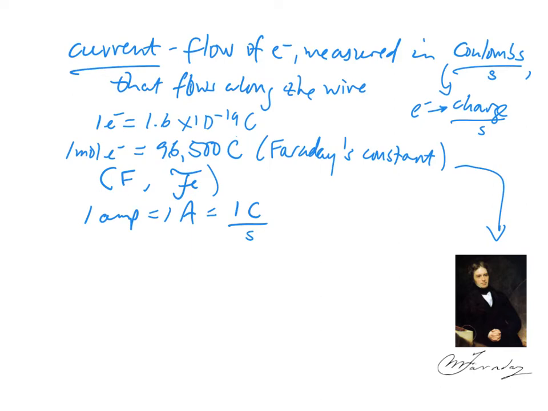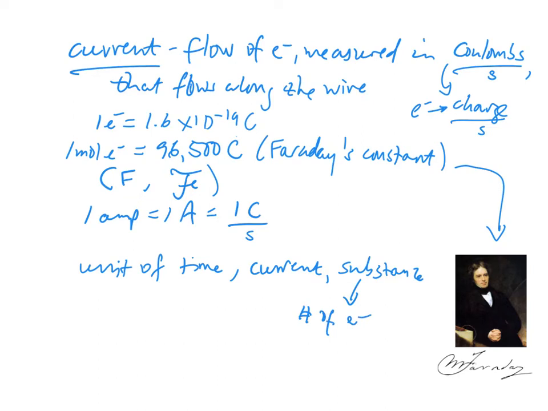So we have 1 amp is a coulomb per second. And so usually what we'll have then is a unit of time. How long did it take for this current to be applied? We'll have the current in amps, and we'll have the substance, and that substance necessitates a certain number of electrons, and we'll follow it from there. So let's look at a simple classic problem. They're really not too difficult to solve. As I say, they're essentially dimensional analysis problems.